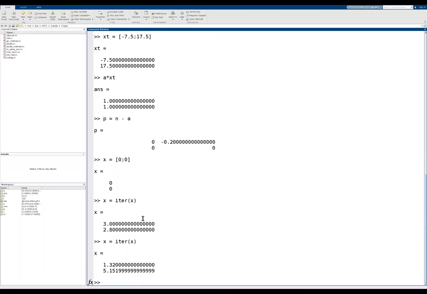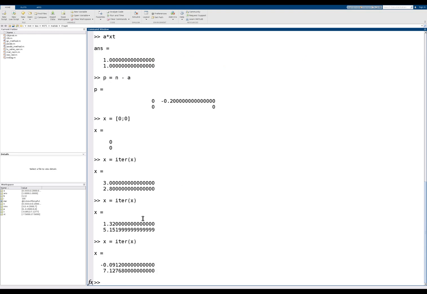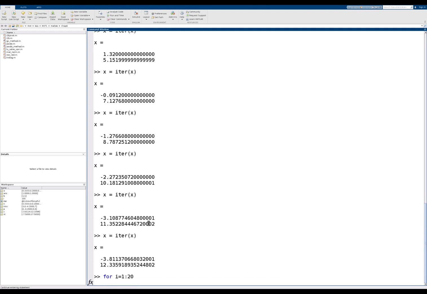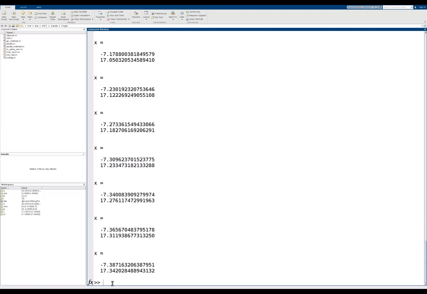Let's repeat that. Okay. At least at this point, the first entry has the right sign. Do this a couple more times. Wow, it seems to be getting closer to the correct answer of negative 7.5, 17.5, but it does seem to be converging awfully slowly. So let's try to speed things up a bit. Let's create a for loop. Let's say for i, let's do it, say, I don't know, 20 times. How about that? For i goes from 1 to 20, we'll just do this same line, x equals iter of x, and then end the loop.